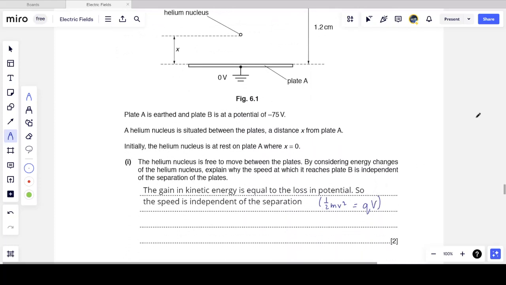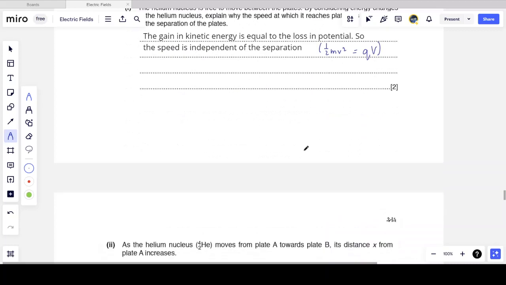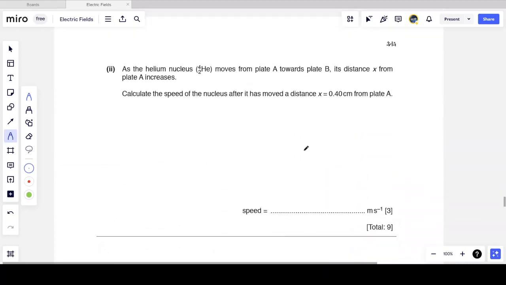V will always be the same because the mass of the particle and its charge are not changing either. So I must specifically state the mathematical equation and say that the gain in kinetic energy is equal to the loss in potential energy. Writing that equation down, the speed is independent of the separation. So that's why the speed will not be determined by how far away the plates are.